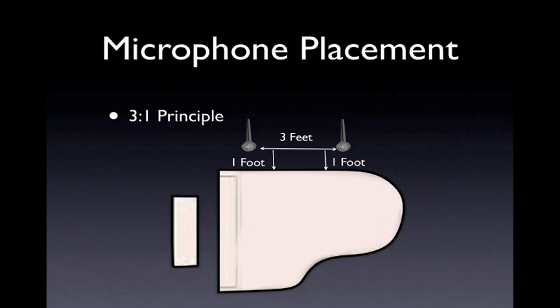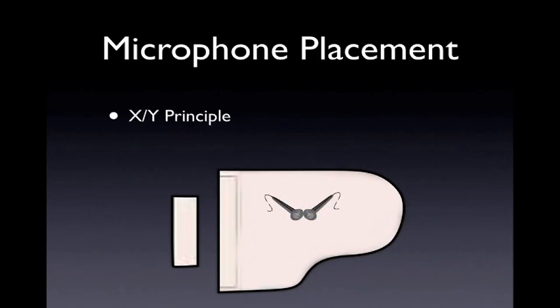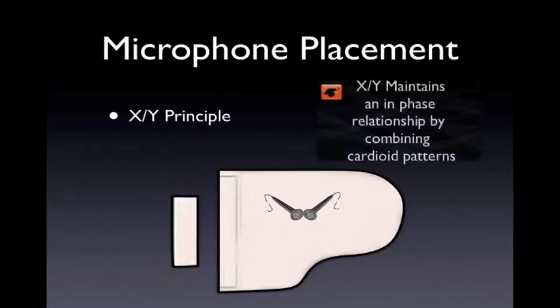Number one, the 3-1 principle. The 3-1 principle maintains phase relationship if both mics are 3 feet apart and 1 foot off the sound source. Another approach would be the XY principle, because the XY principle maintains phase while two mics are positioned X to one another, creating a Y, utilizing cardioid patterns.